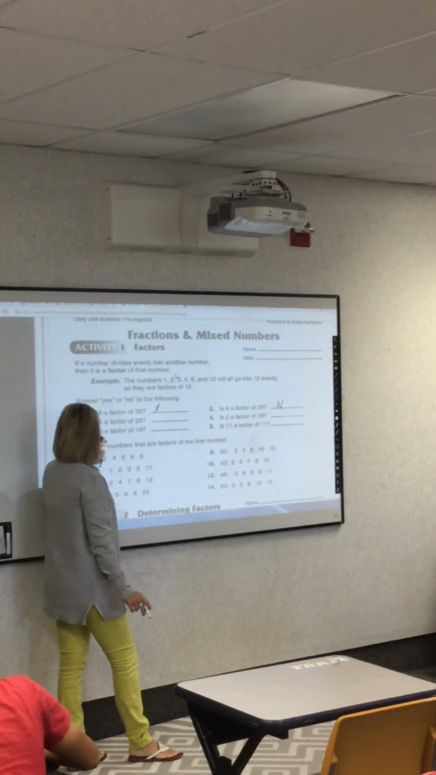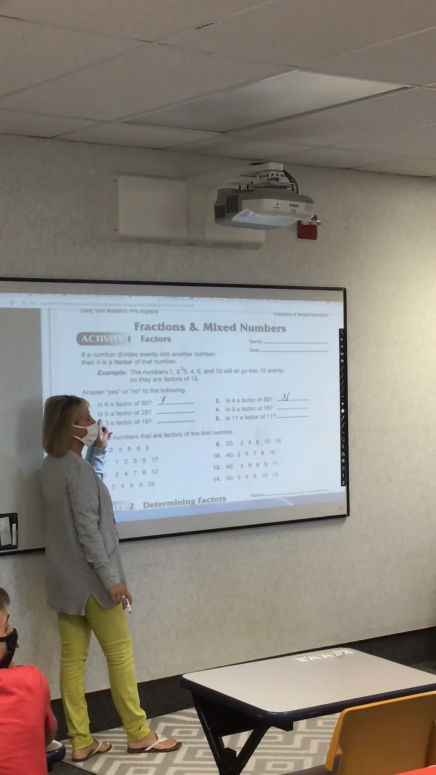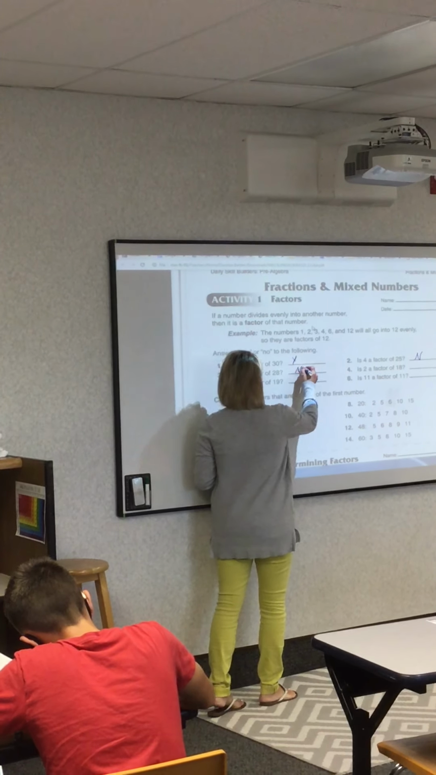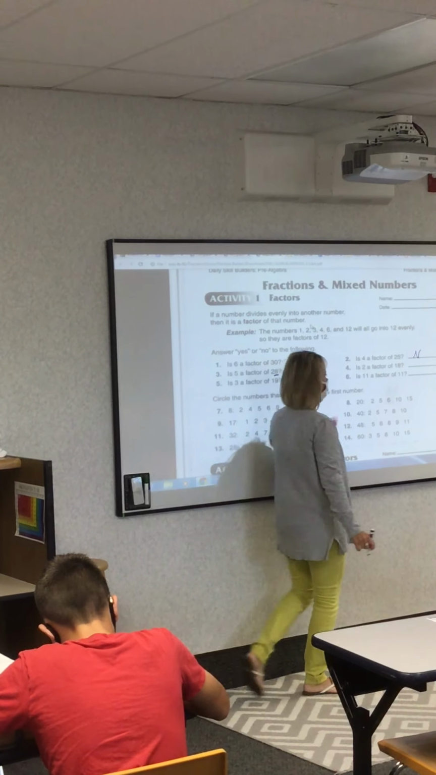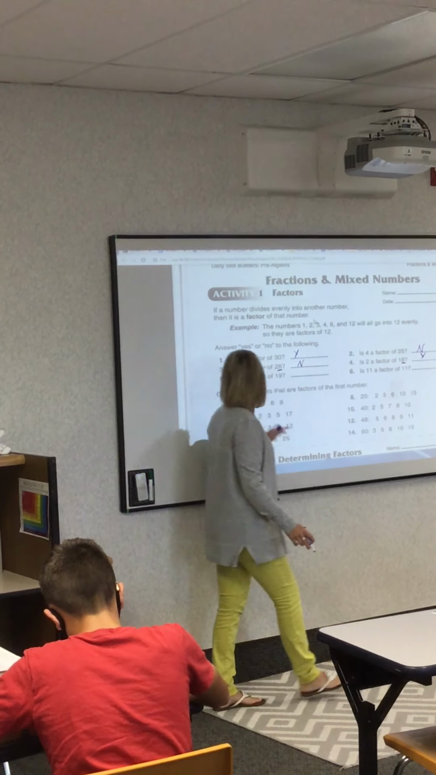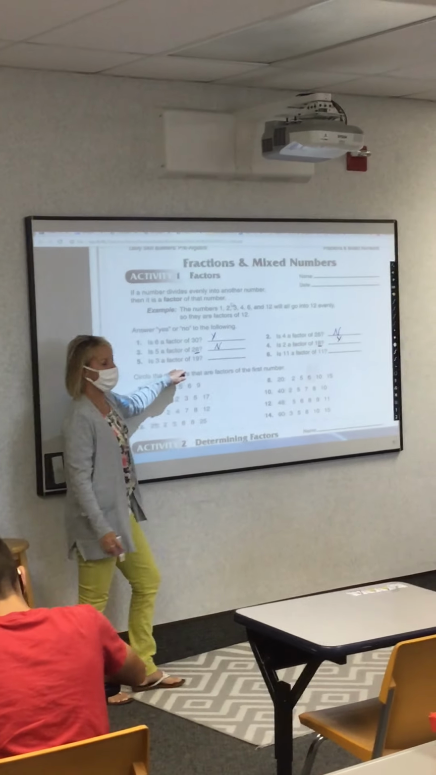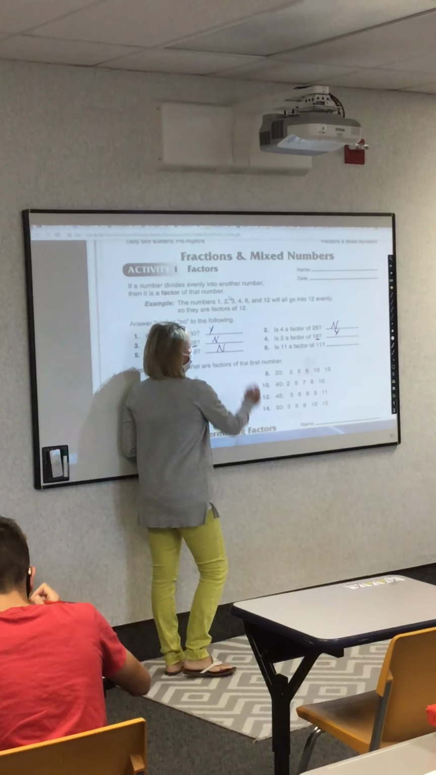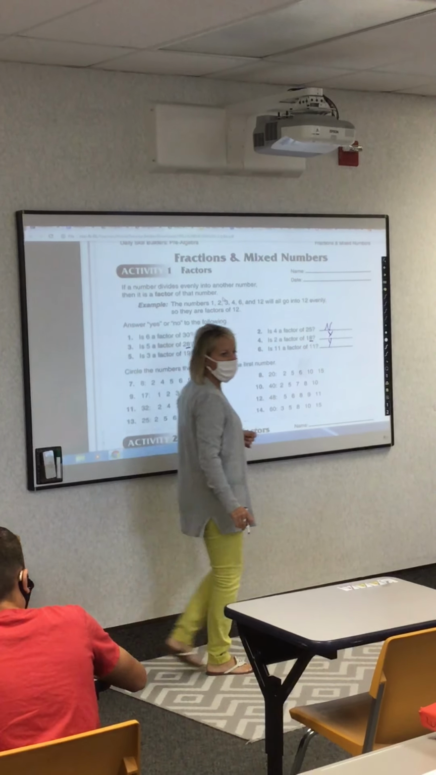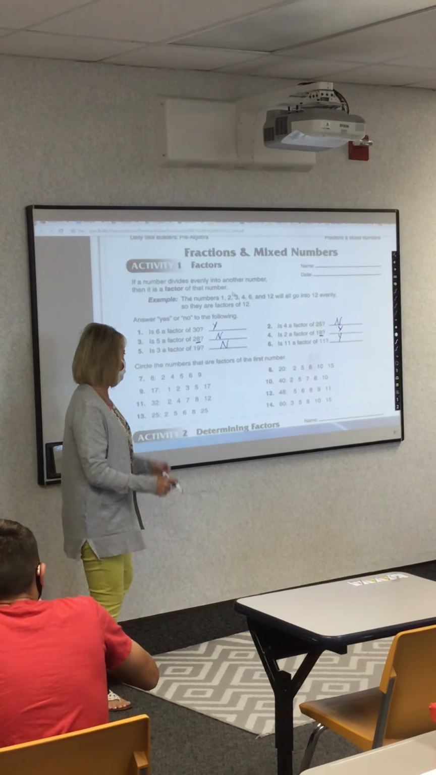Are you going in order? Yes, I'm going down. Is 5 a factor of 28? No, because it doesn't end in 5 or 0. Is 2 a factor of 18? Yes, because 8 is an even number. Is 3 a factor of 19? No. Is 11 a factor of 11? Yes. Okay, so that's all you have to do. You're correcting it as we go.